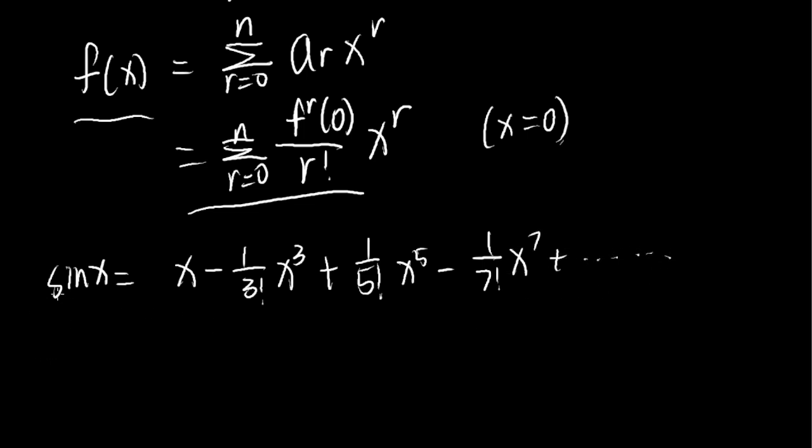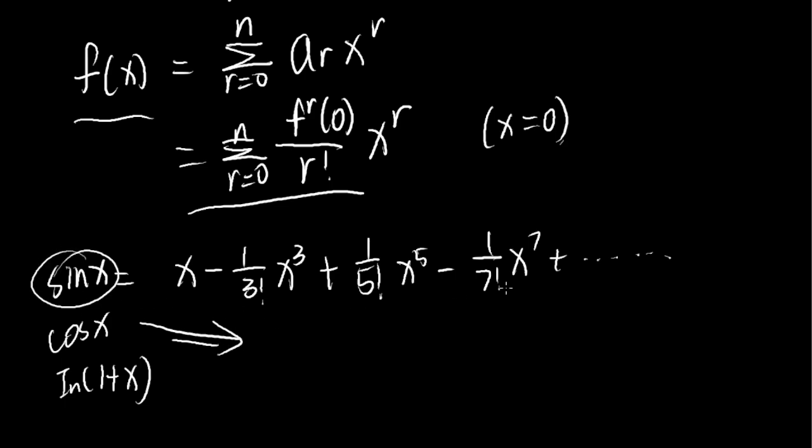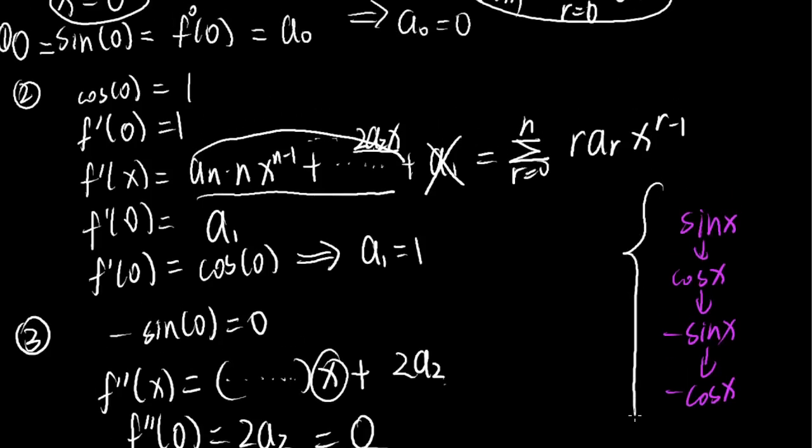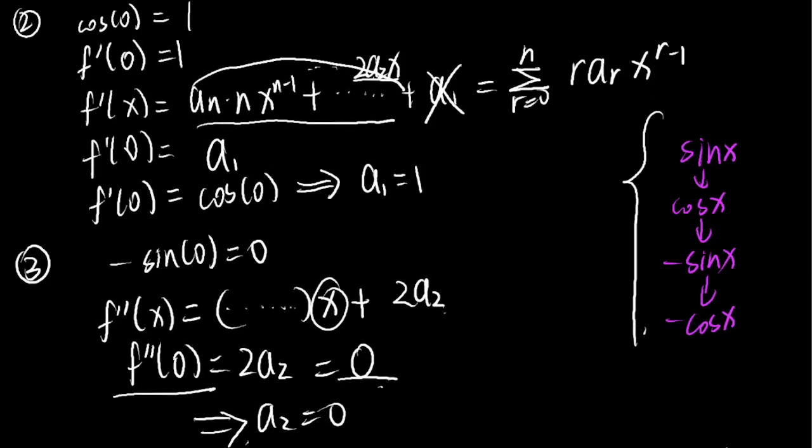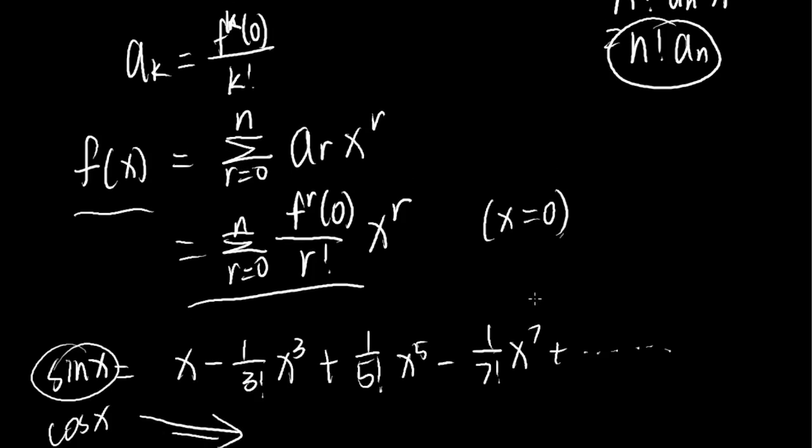The reason why we like to expand functions like sine x, cosine x, and ln(1 plus x) is that their derivatives follow some rule. For example, the derivative of sine x, as we've mentioned, is periodic, and that's why it's easy to expand. That's how Taylor's expansion works. You have to understand how we derive this formula.